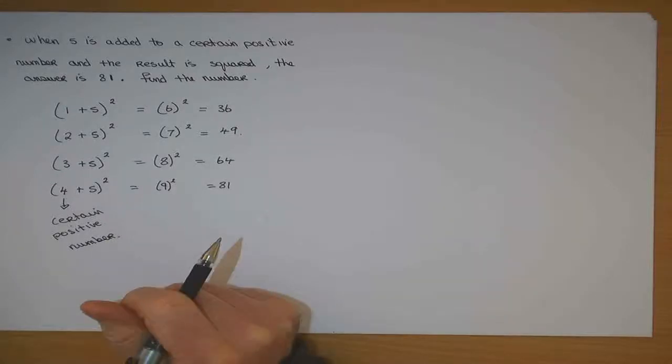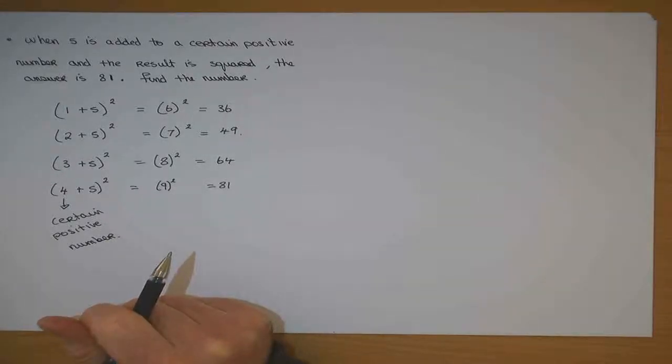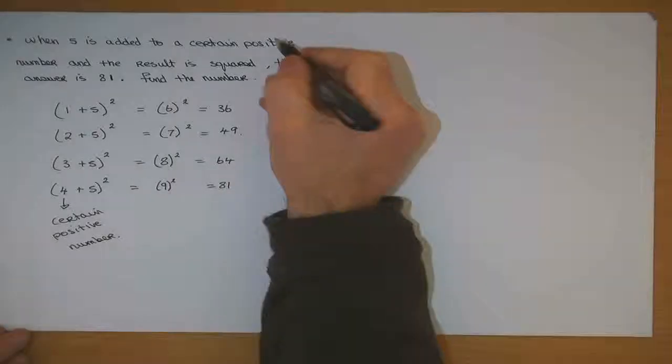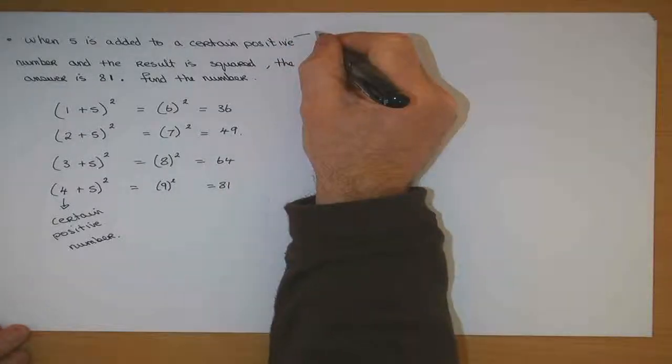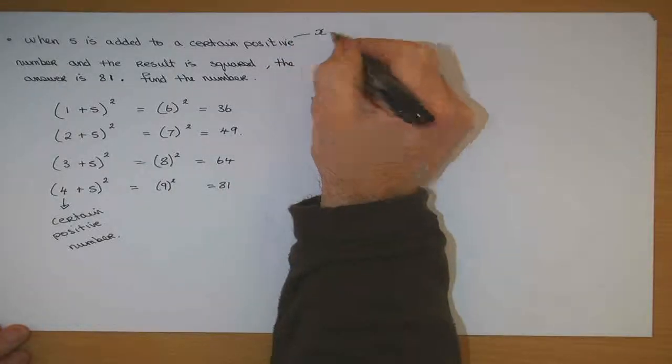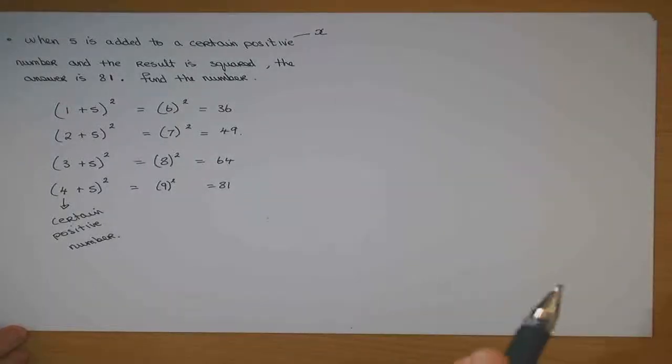Any questions? Do you understand that? Right. So this certain positive number, what am I going to call it? X. I know the answer now. Right, I have to go back like it's an algebraic sum, because they all won't be that easy. Yeah? And I'll give you an example of one that'll be much harder now.